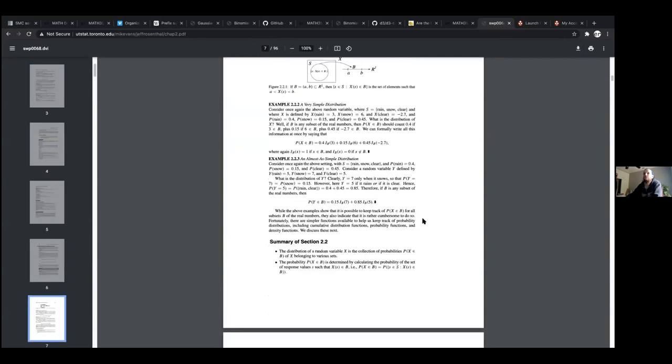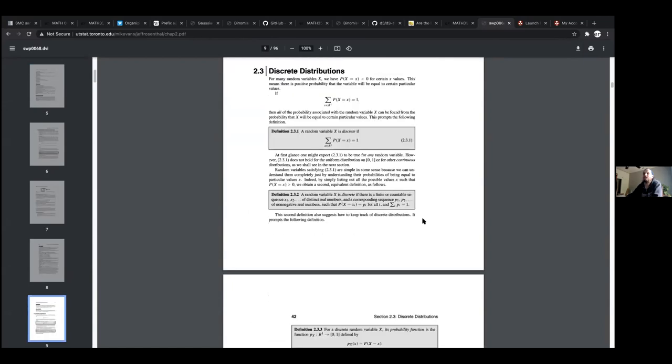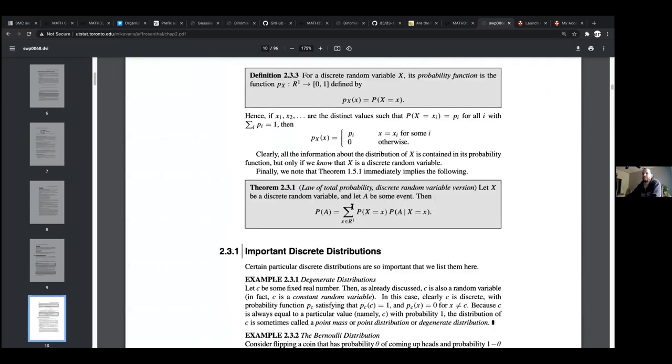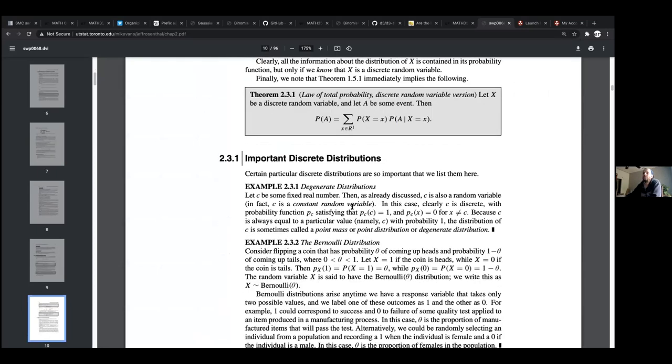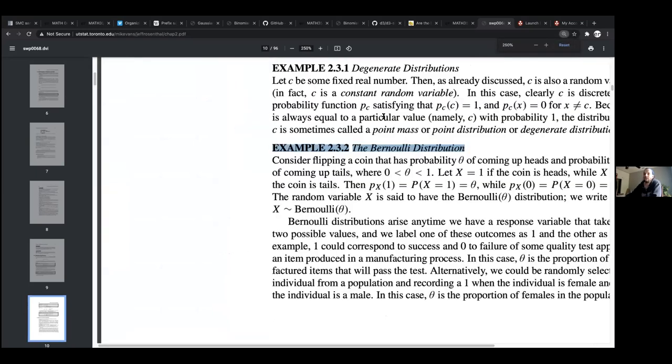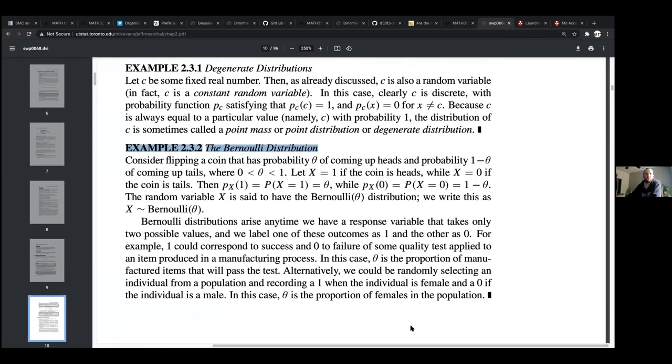If you just scroll down, you will eventually find a bunch of discussions we haven't talked about yet. That's okay. For instance, the Bernoulli distribution is going to show up almost immediately for us in our lecture videos. But you can see it takes a little bit to show up in the book.